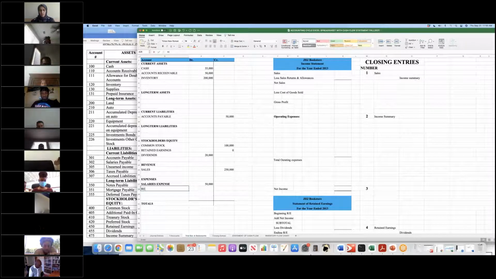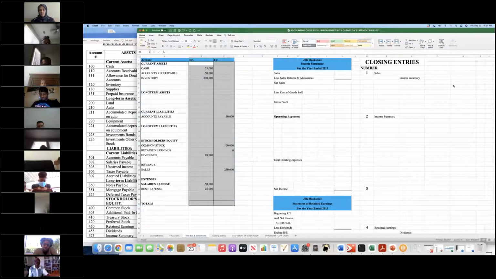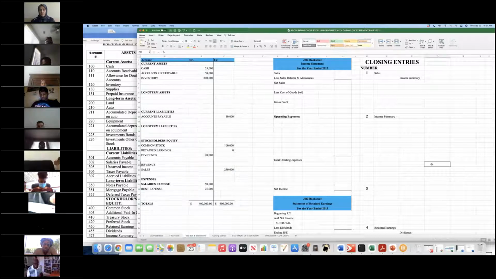Rent, 25,000. So are we in balance? We'll come up here, auto sum both sides, and see what happens. 400,000. Okay, so now we're ready to do our income statement.